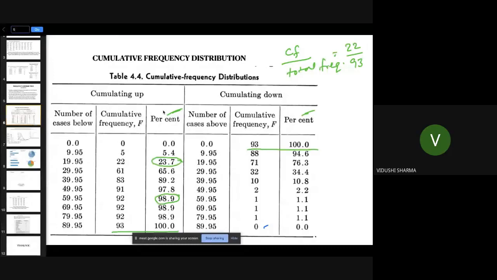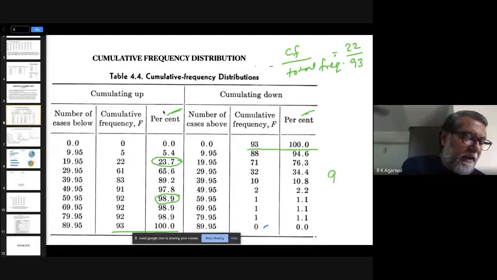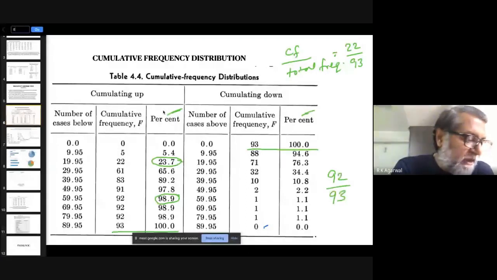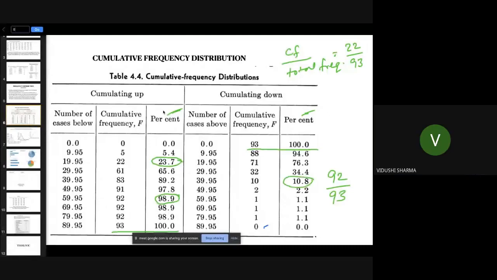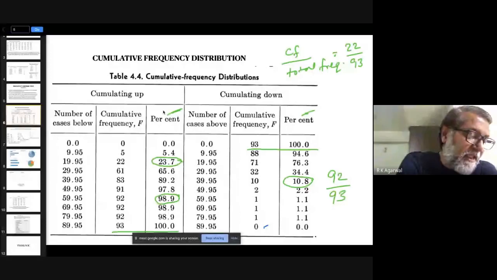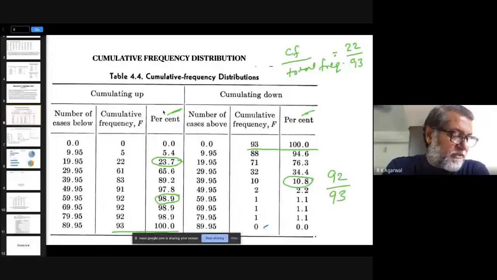92 upon 93. How have we calculated this 10.8? 10 upon 93. So this is how we calculate the percent.